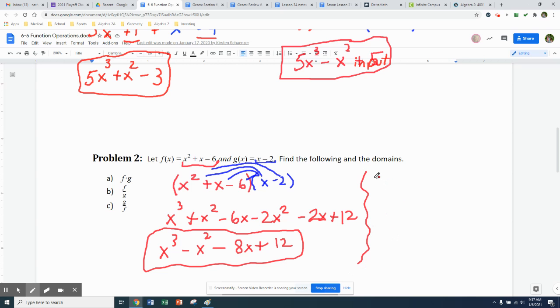So dividing my two functions, I'm going to start with my f function rule, because I'm doing f divided by g. I'm only going to do b, and then the other one's just the reciprocal. So once we have b, we'll have c, because it's just going to be the reciprocal of whatever we get here. So x squared plus x minus 6, we're going to divide that by x minus 2.